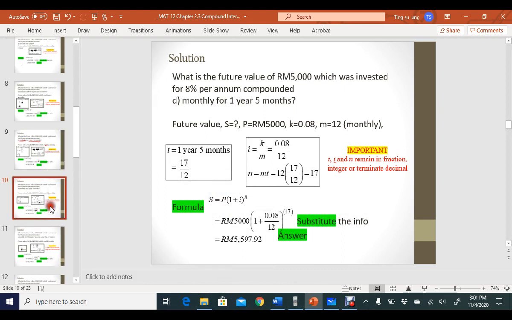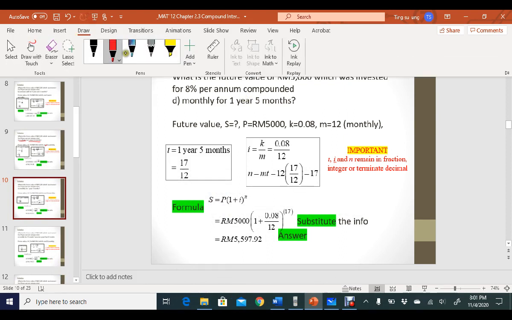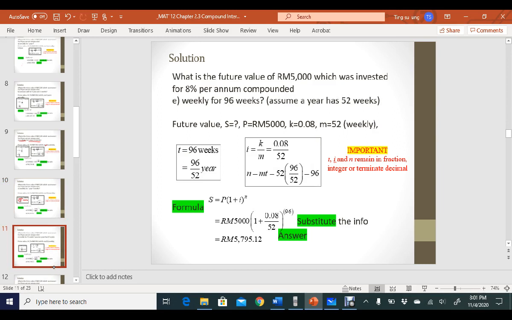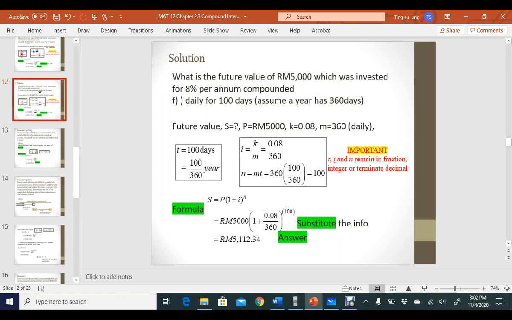Others should be okay, whereby you have monthly for 1 year 5 months. The important thing is that 1 year is 12 months, 12 months plus 5, that's why you have 17 here. Then weekly will be 52, so since the question says weekly for 96 weeks, you have 96 divided by 52. Other than that it will be the same. If daily, as I said, we always use Banker's rule, so divide by 360.